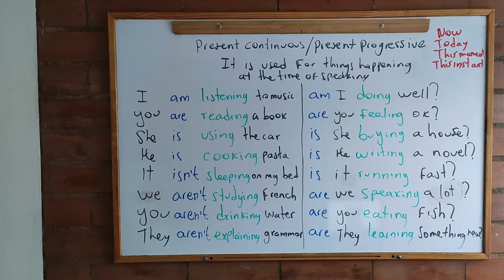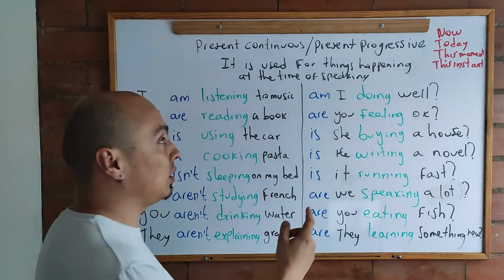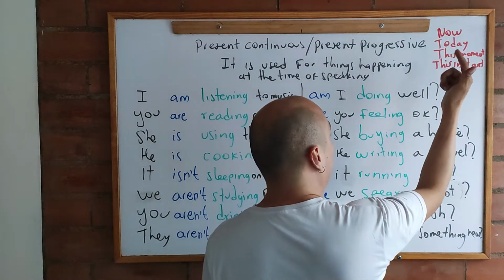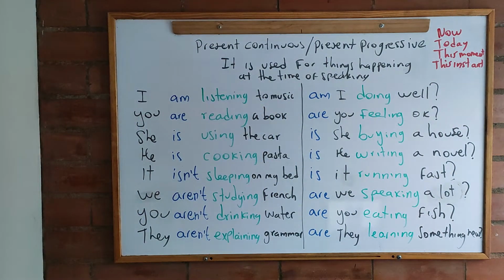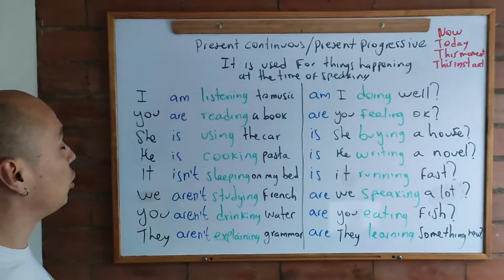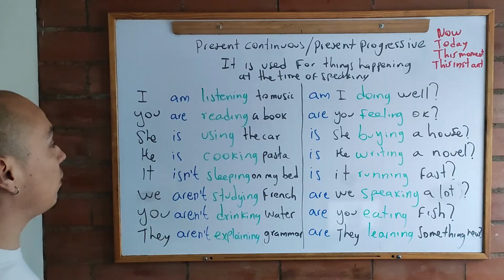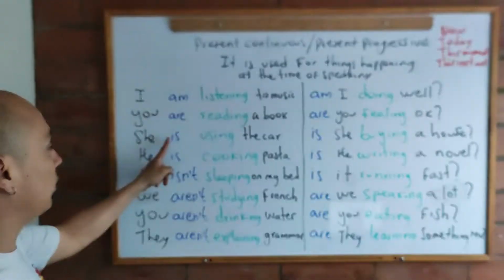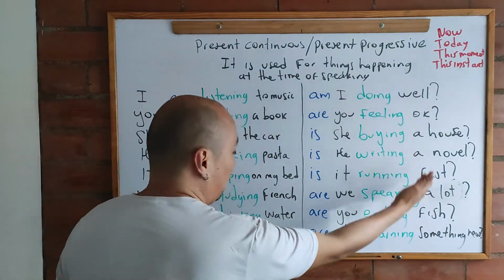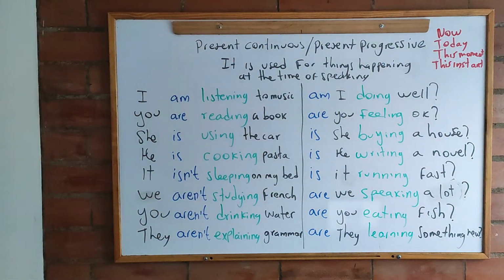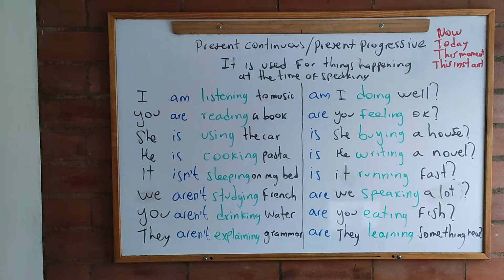How do we form the present progressive? First, you need to understand that there are certain expressions, now, today, this moment, this instant, that are going to be used always with the present continuous. Second, always in the present continuous, you are going to have an auxiliary verb, which is the verb be. Without the verb be, in positive, in negative, and in questions, you do not have the continuous form.